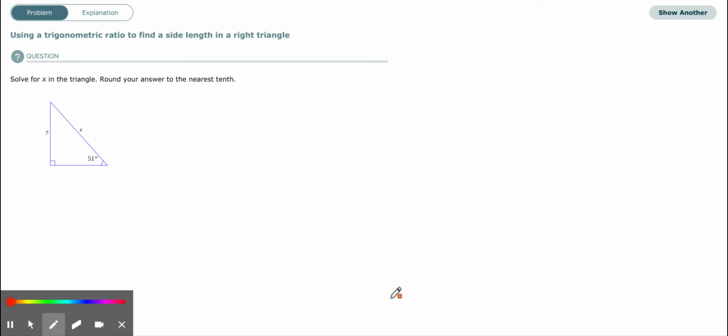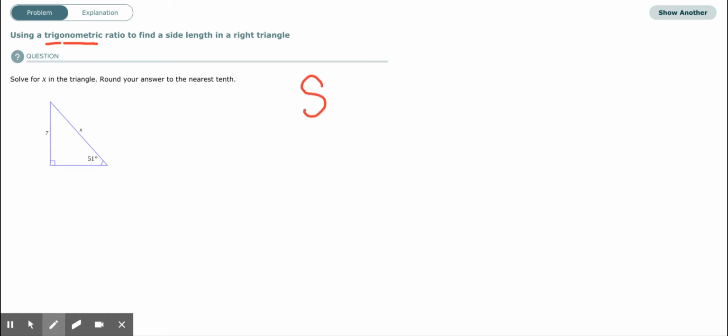This video is going to be on using trig ratios, trigonometric ratios, to find the side length in a right triangle. Now, the "tri" in trigonometric means that these ratios pertain to triangles, and in specific, we're looking at right triangles. So there's three types of trig ratios that you learn about.